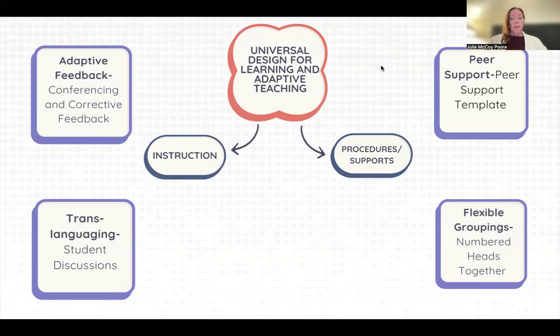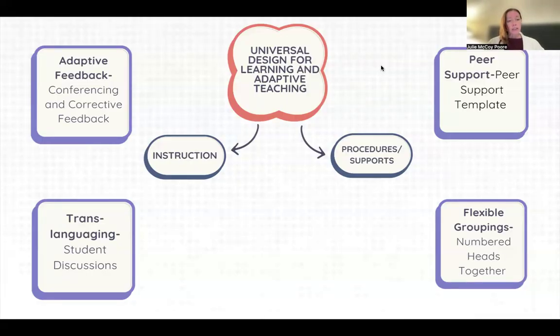students. So I focused on two areas. The first was instruction, and the second was procedures and supports. So the first instructional method is adaptive feedback. This can occur with conferencing and corrective feedback. So the teacher can sit with the students and elicit thinking from the student, and then based on what that student provides to the teacher, corrective feedback or feedback that extends the learning is applied by the teacher.